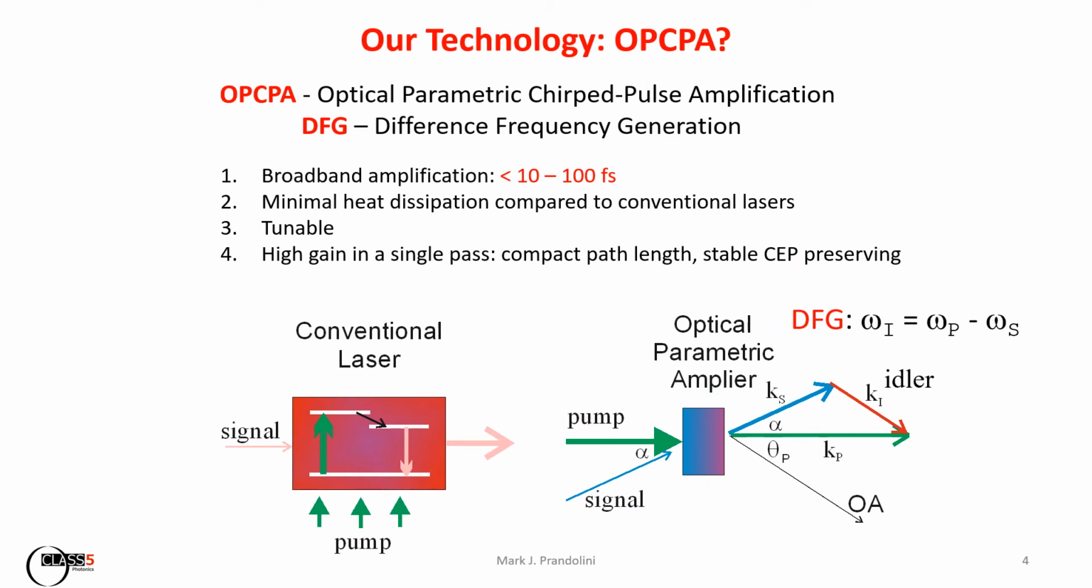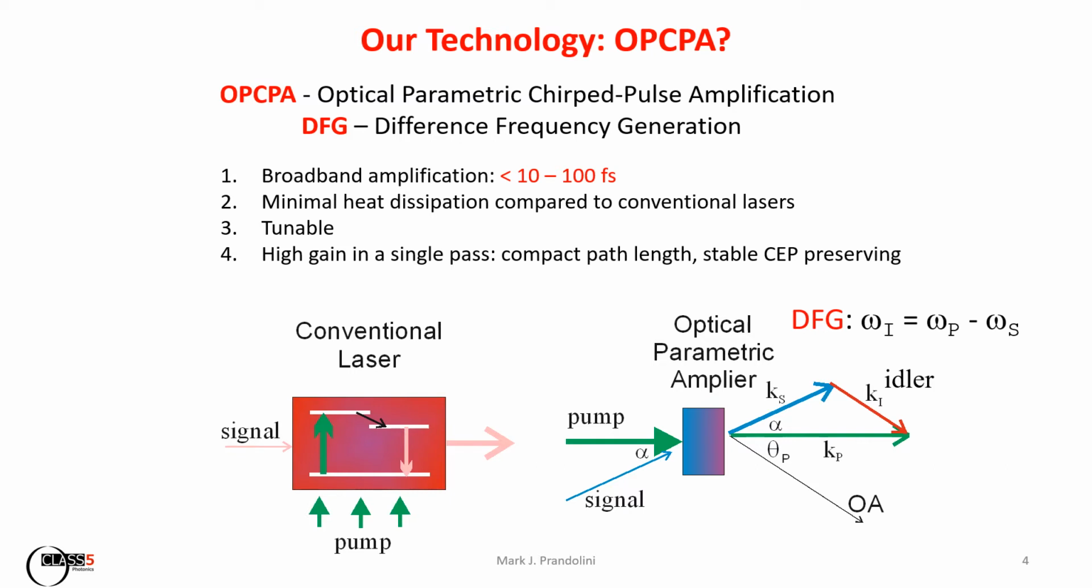I would now like to talk about the main technology we use at Class 5 Photonics, which is OPCPA, Optical Parametric Chirped Pulse Amplification, which is closely related to difference frequency generation, DFG. This technology offers broadband amplification and minimal heat dissipation, especially compared to conventional lasers. They're tunable and offer high gain in a single pass, which means our lasers can be compact as well as preserving the CEP.